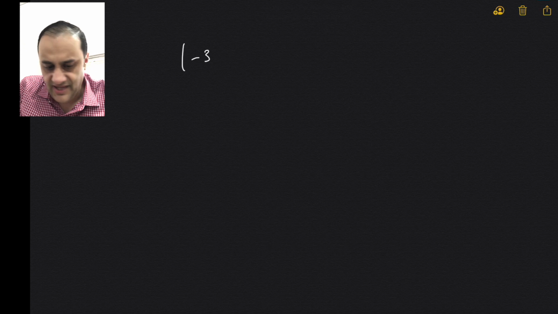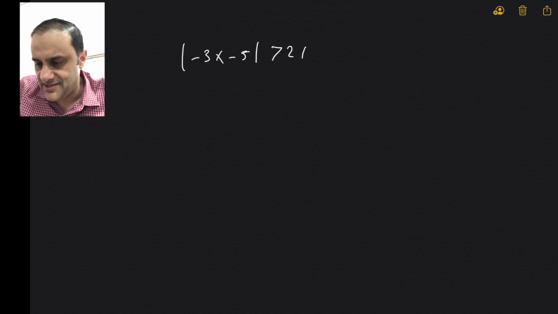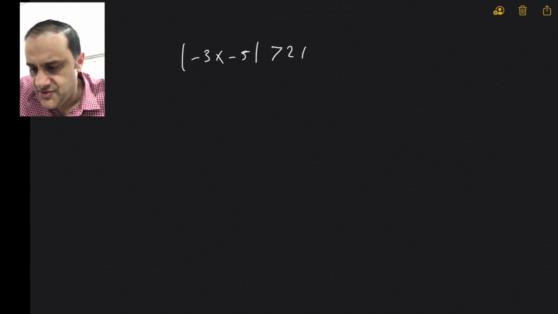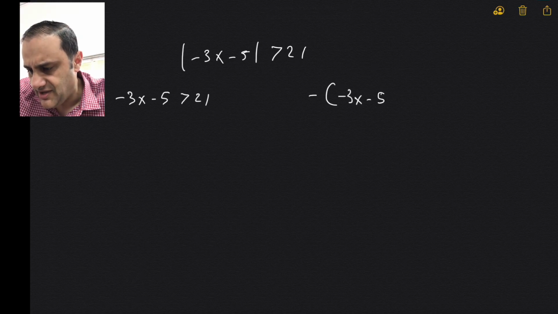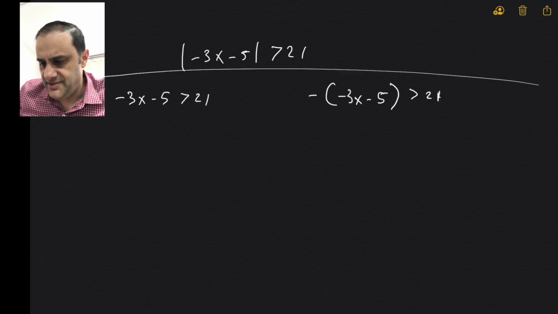The absolute value of -3x minus 5 is greater than 20. Hit pause if you want and try this one. All right, so what we're going to do is two equations. We're going to have -3x minus 5 is greater than 21. Then we're going to have the negative of -3x minus 5 is greater than 21. So we have to do two of these.